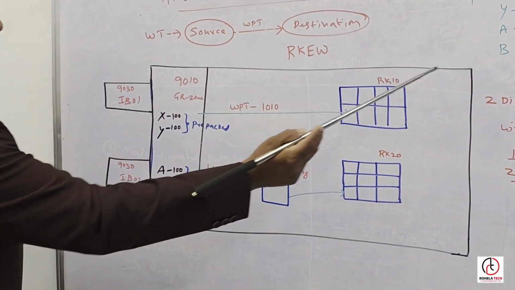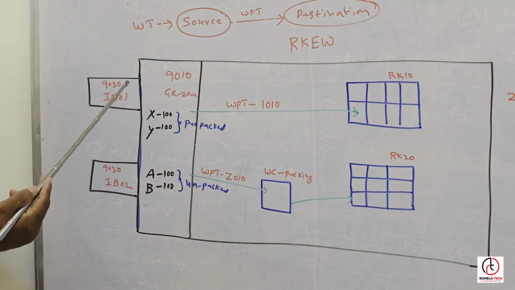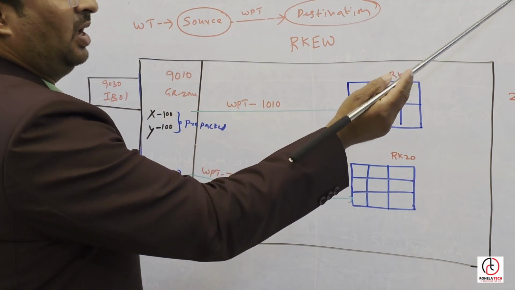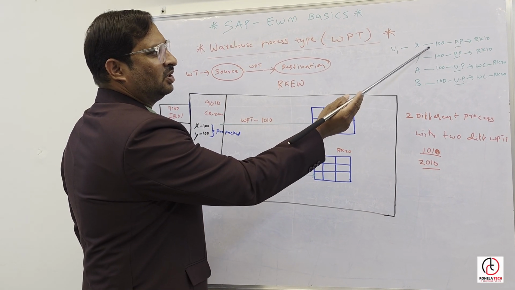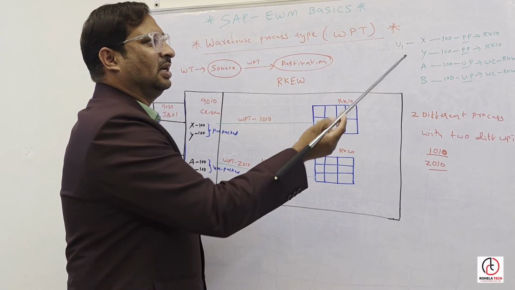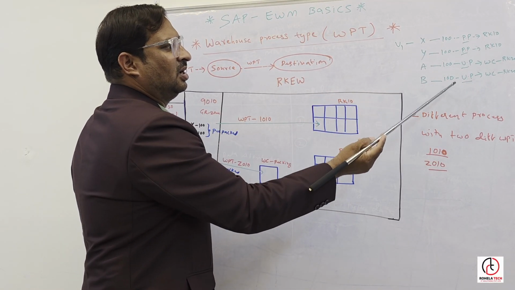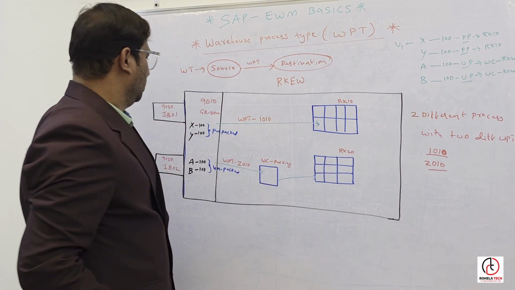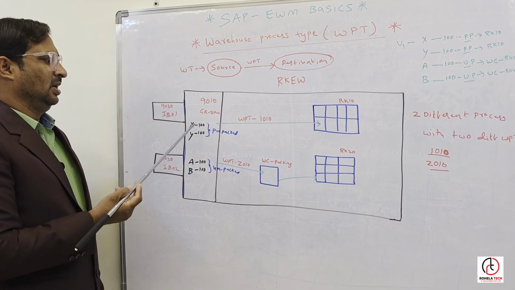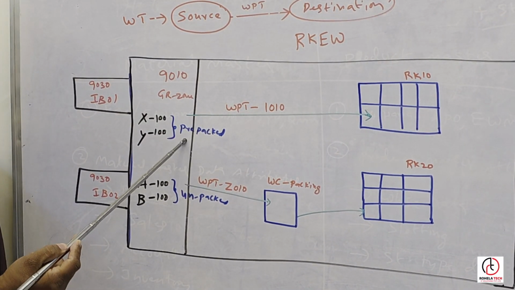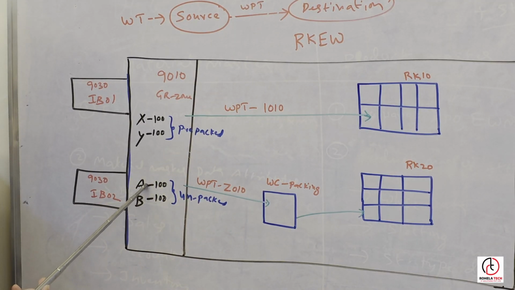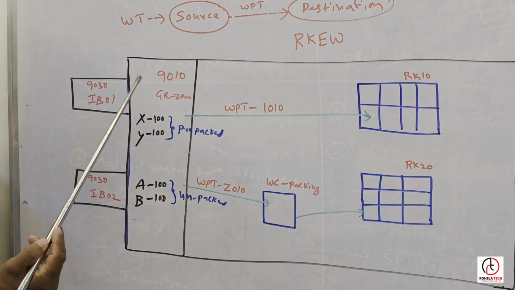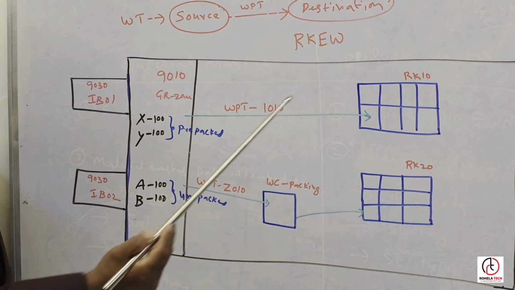Let's say this is a warehouse RKW, and we have ordered four materials X, Y, A, B from the vendor V1. We are going to receive these four materials under quantity. Let's say X and Y materials are in packed condition, and A and B materials are in unpacked condition. After unloading and goods receipt, since X and Y are pre-packed, they should directly go to RK storage type bins. Product A and product B, which are unpacked, should first go to the work center for packing purpose. From the work center, it should reach RK20.